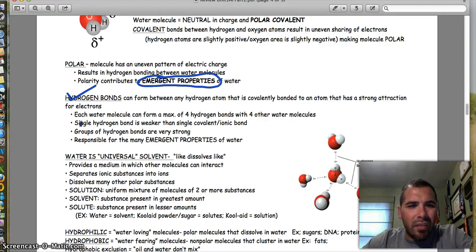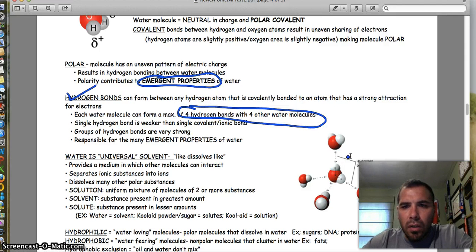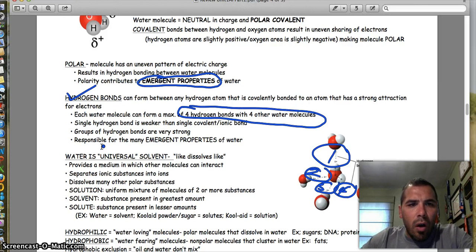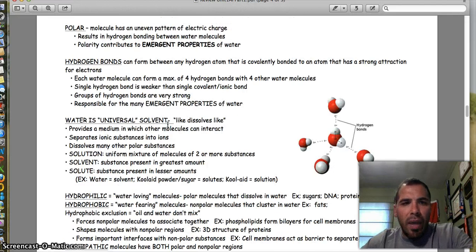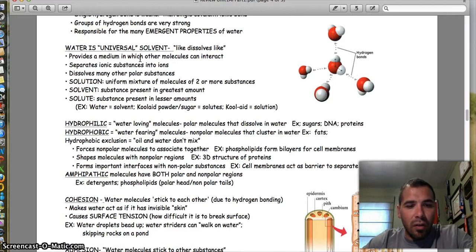Hydrogen bonds, I don't think I have to go into that. They can form 4 hydrogen bonds with 4 other water molecules. So 1 here, 1 here, 1 here, and 1 here. So there's 1, 2, 3, and 4. Very strong response from emergent properties. All right. And sorry, Peyton, water is the universal solvent.